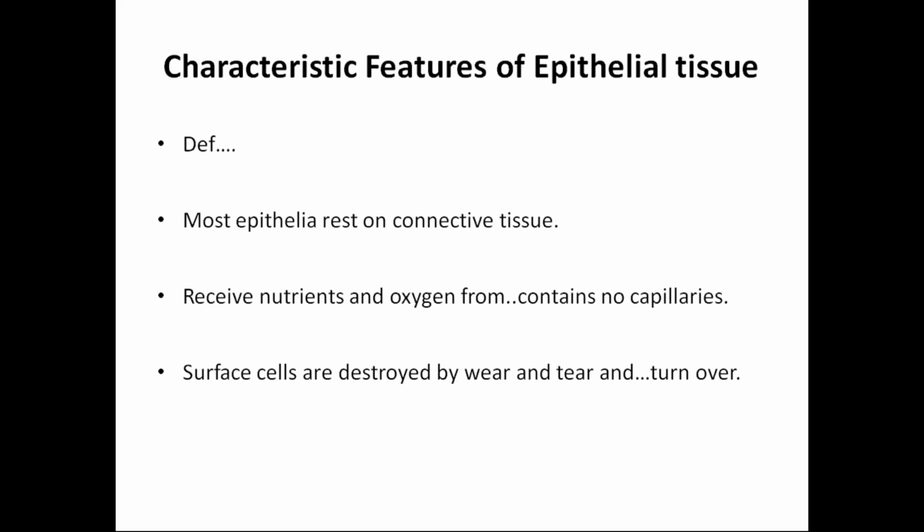And the next, I said most epithelial cells rest on the connective tissue and receive nutrition and oxygen from capillaries. It is an avascular structure, so it needs support from the connective tissue, and the surface cells are destroyed by wear and tear, and new cells come from the epithelial cyclic changes. So it is called turnover. These are the characteristics of epithelial tissue. So in the practical khata, you have to write this in that way.